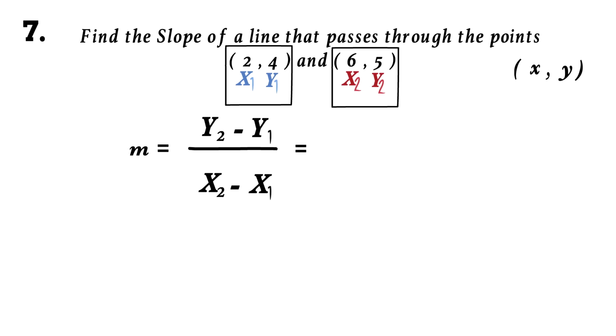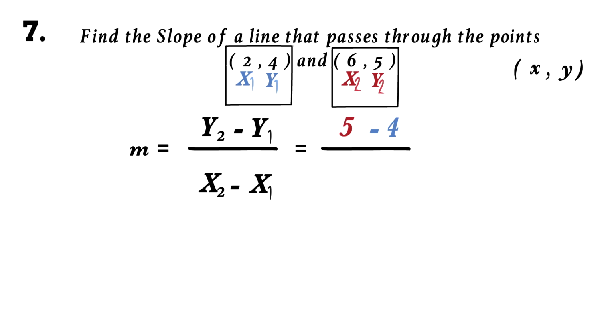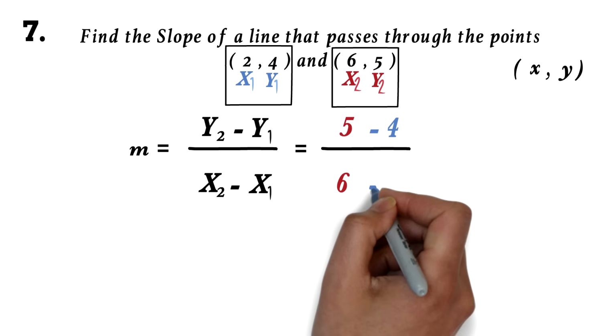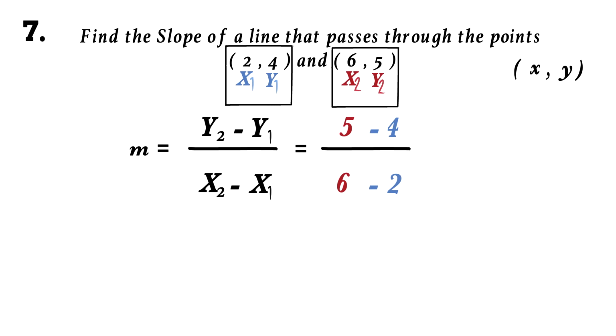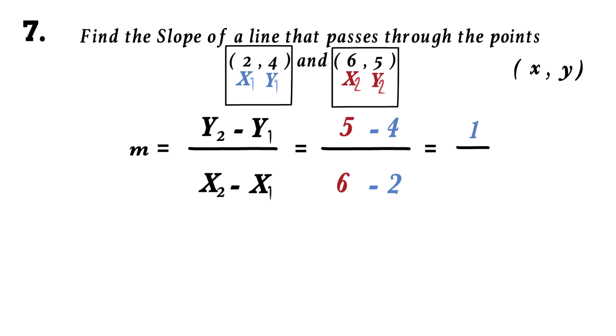We put the values into the formula. We have 5, which is y2, minus 4, which is y1, divided by 6, which is x2, minus 2, which is x1. We simplify. 5 minus 4 is 1, over 6 minus 2, which is 4. So the slope is 1 over 4.